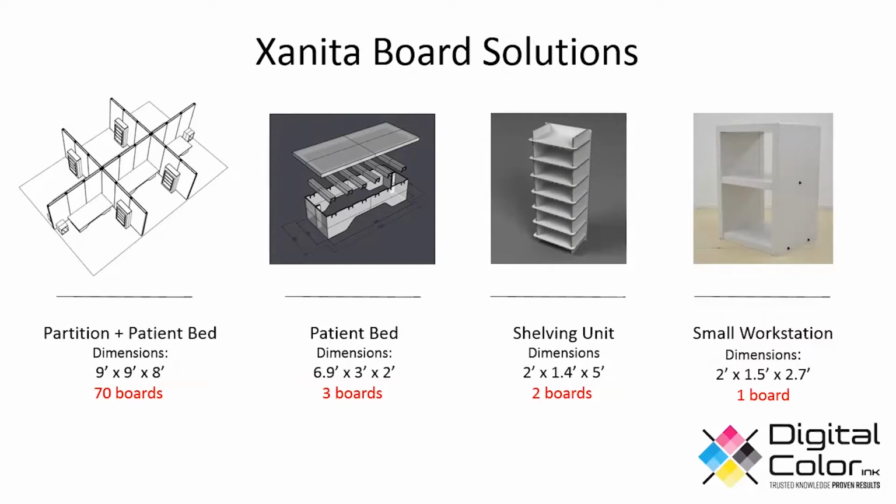Different types of shelving units. The one here is a thin shelving unit, about 2 boards. The small workstation on the right is about 1 board. In fact, you could probably put 2 of those up on one board itself. Different types of modular units.